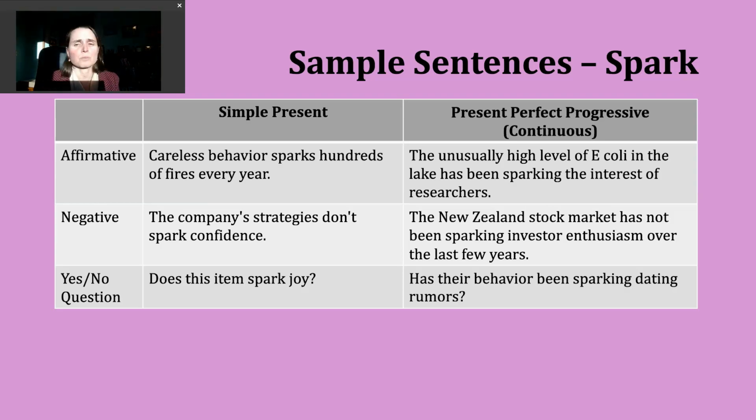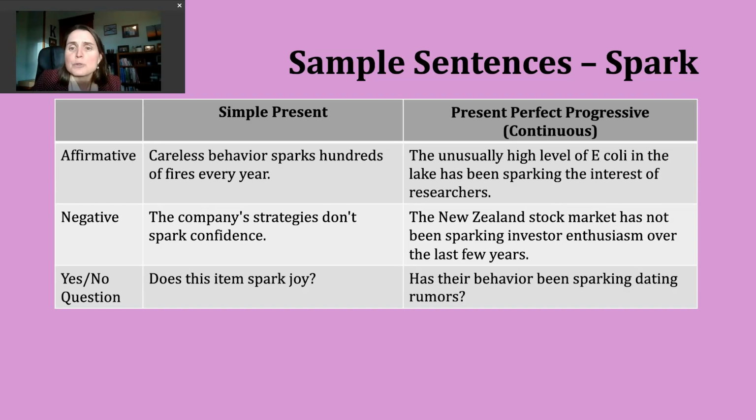Now, if you want to make negative present perfect progressive sentences, again, pay attention to your subject. Okay? After the subject, we'll use either has not or have not, then the participle been, and then the ing form of the verb. Let's take a look at another example. The New Zealand stock market has not been sparking investor enthusiasm over the last few years. So again, we're focused on how long that particular action has been ongoing. This sentence comes from a fairly recent newspaper article on that particular subject. So the information should still be fairly accurate there.